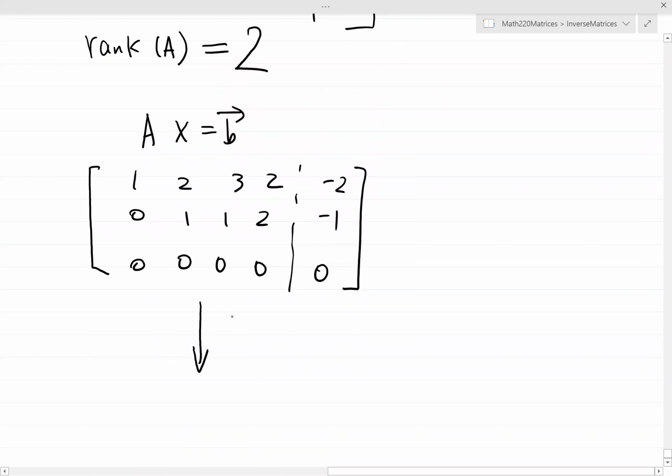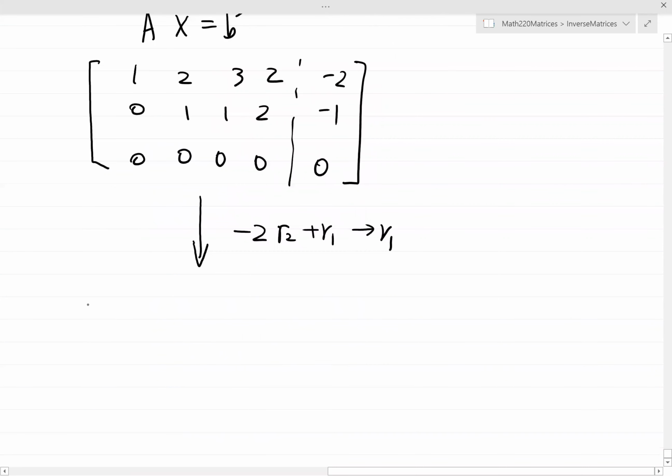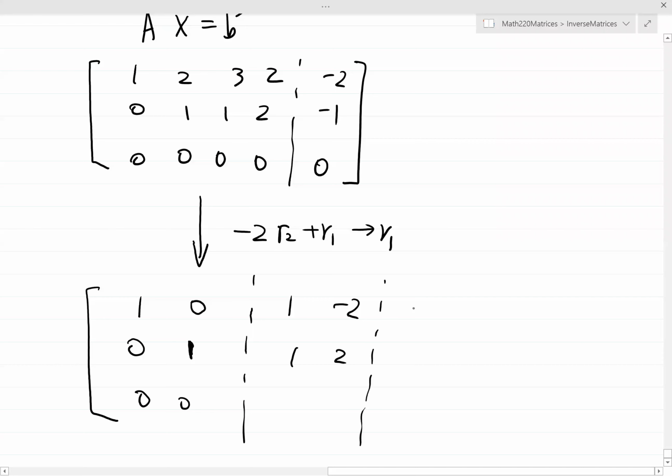So we do a row operation again. Negative 2 times row 2 plus row 1, replace row 1. Then we get 1, 0, 0, 1. And here 0, 1, negative 2, 1, 2. And here we have 4, negative 1. Okay, the last row is 0, 0.